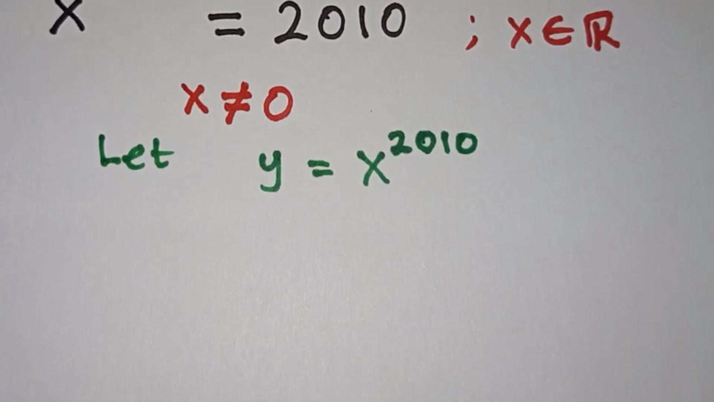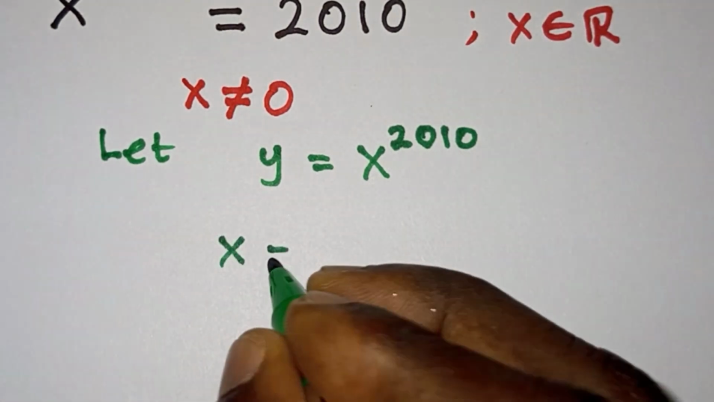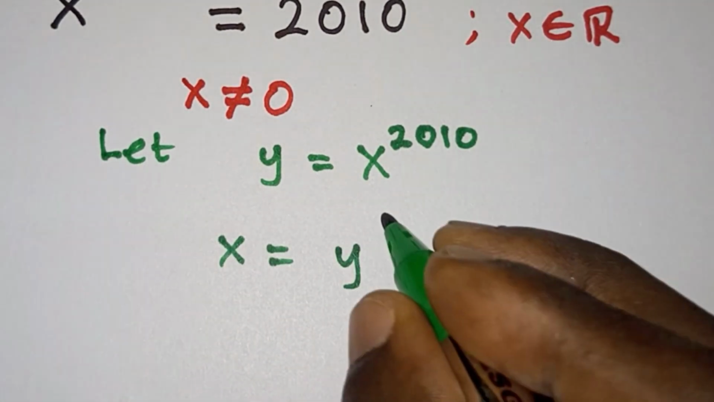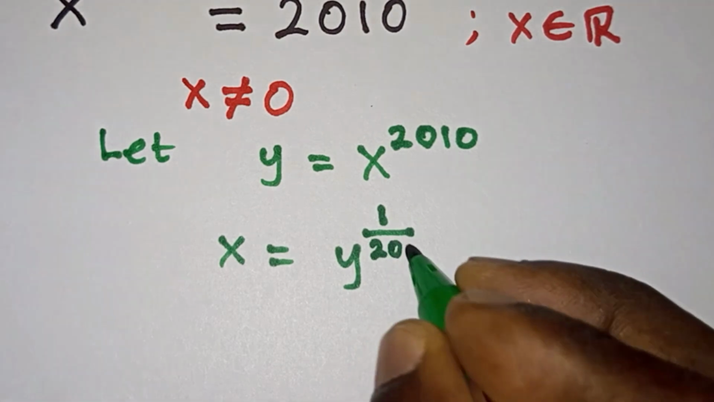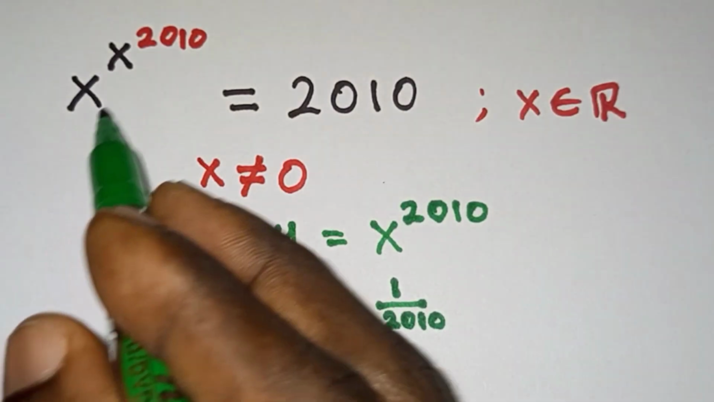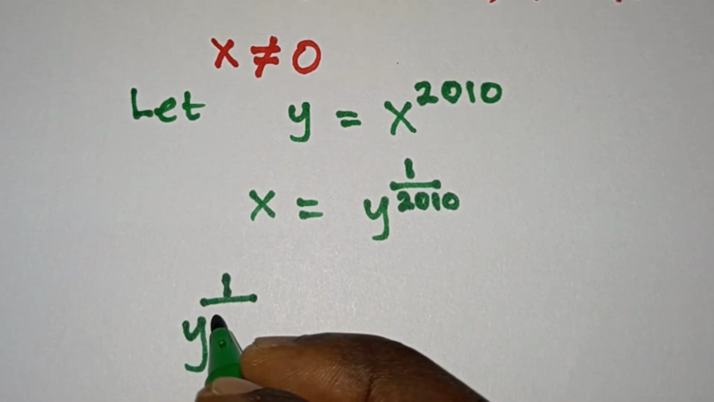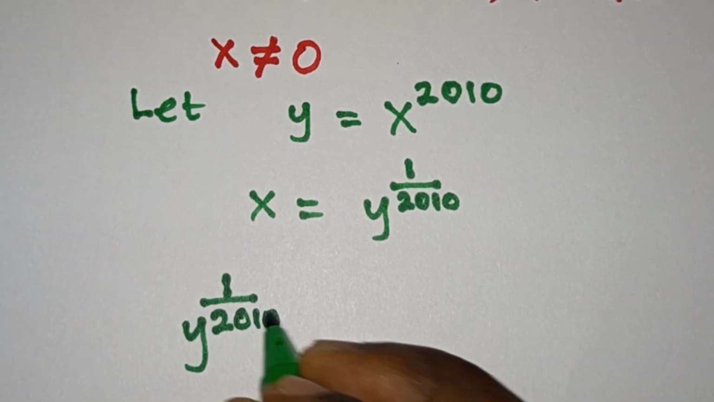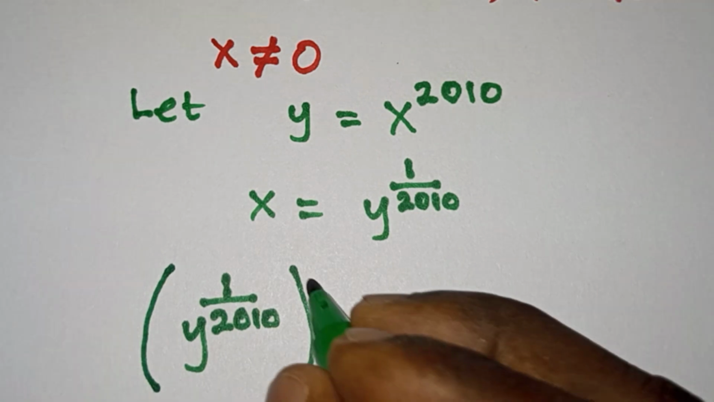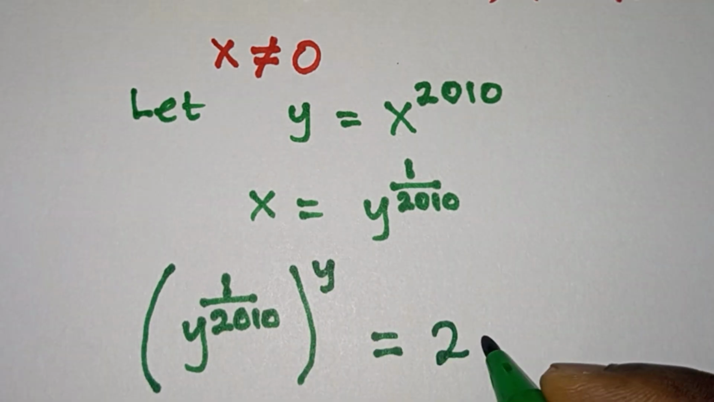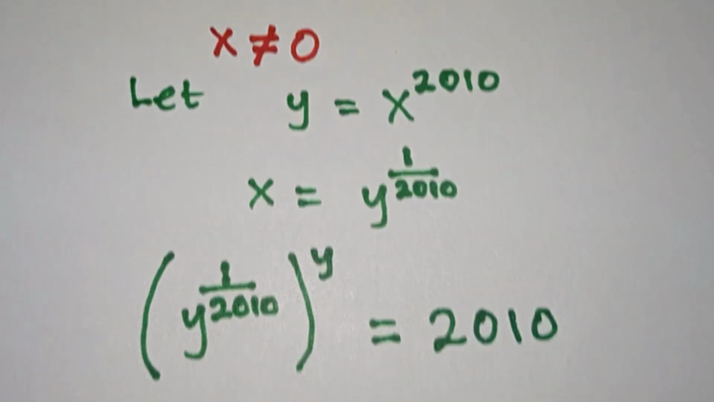So to find the value of x from this equation, we're going to have x is equal to y to the power 1 over 2010. So the left-hand side of the equation now becomes y to the power 1 over 2010, all to the power y, and this is equal to 2010.